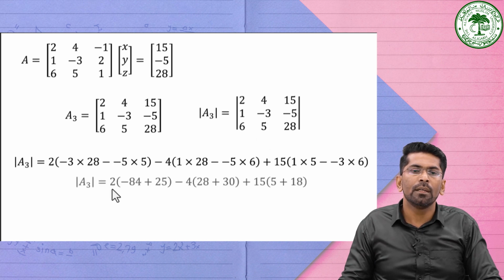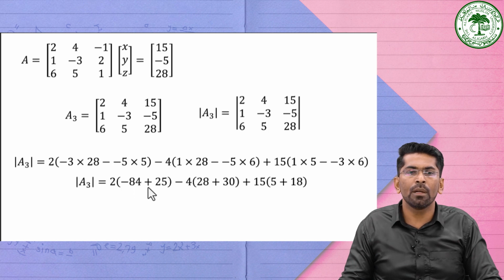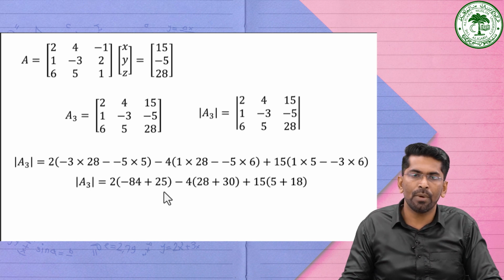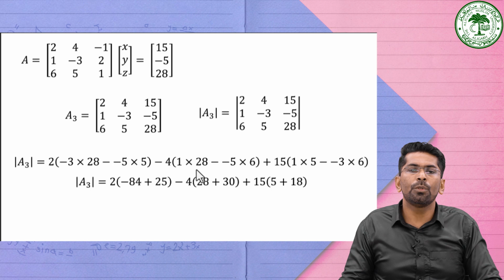So here 2 into minus 3 into 28, which is equal to minus 84, here minus minus it will become plus 5 into 5 which is equal to 25, minus 4 into 28, minus minus will become plus 5 into 6 which is equal to 30, plus 15 into 1 into 5 which is equal to 5, plus 3 into 6 which is equal to 18.